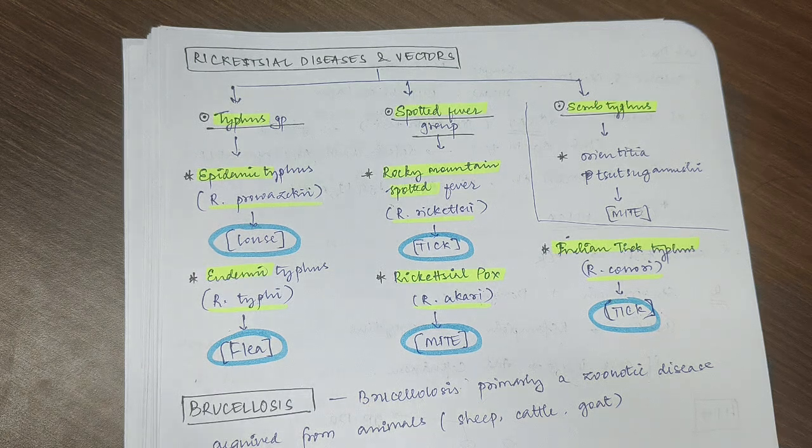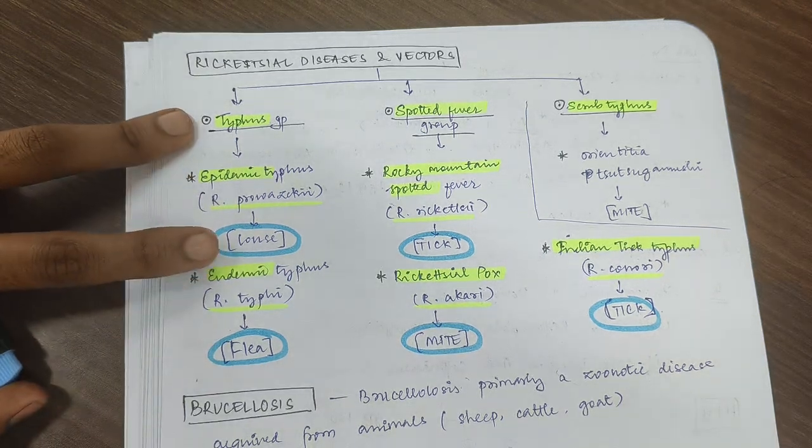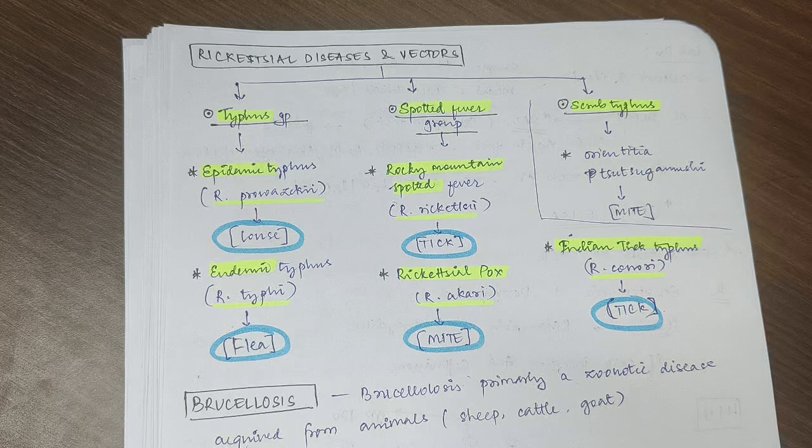Then coming to rickettsialpox, it is caused by mite. Endemic and epidemic you're going to remember simply: epidemic is done by louse, and endemic is flea.